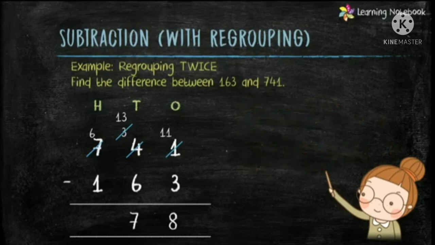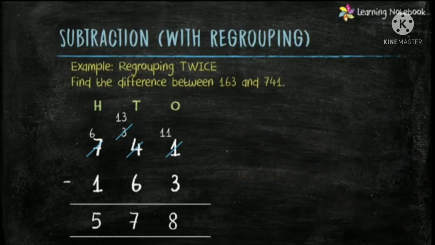Then digits at hundreds place. 6 minus 1 equals 5. So our answer is 578.